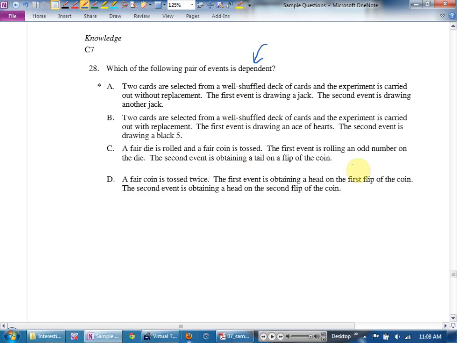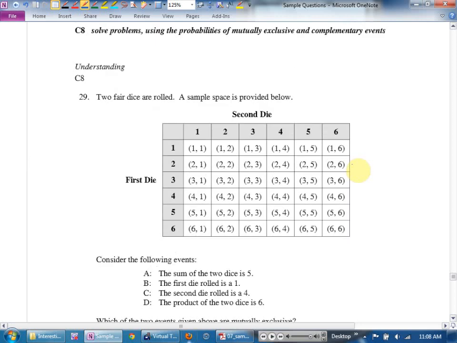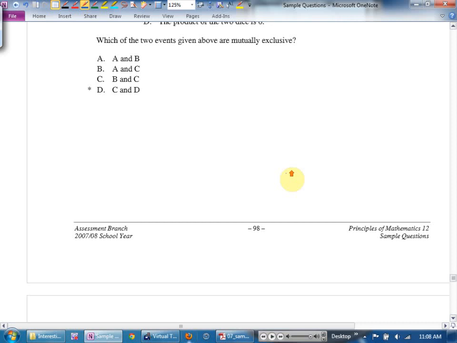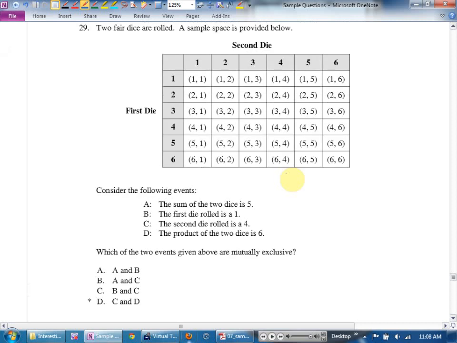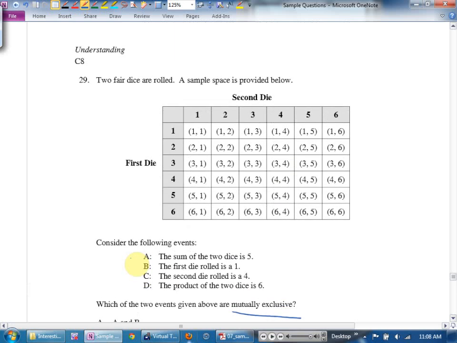Mutually exclusive. What does mutually exclusive mean? Mutually exclusive means can't happen at the same time. So look at those events there. Which of those can't happen at the same time? Can you add to 5 and have the first dice be a 1 at the same time? Yeah, I see an example of that there. Well, can you have the first die be a 1 and the second one be a 4? Yeah, right there.